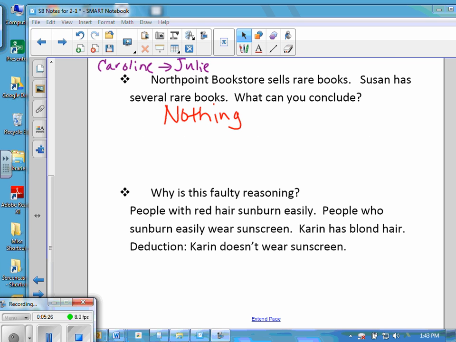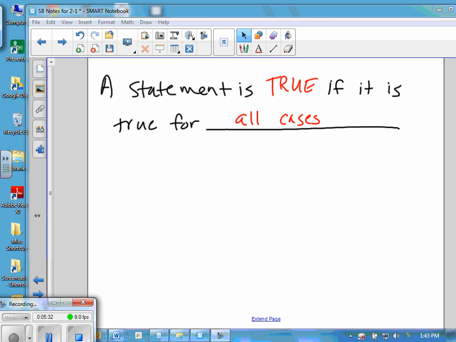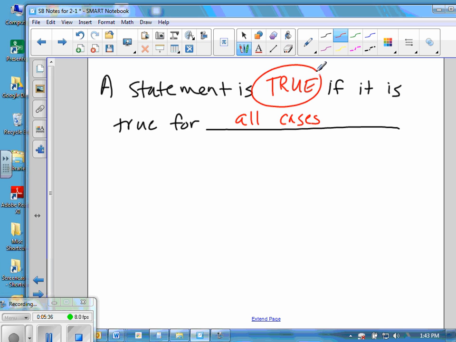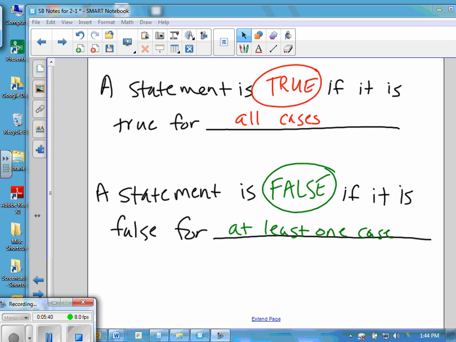Now let's take a minute to talk about true-false statements. A statement is considered to be true if it is true for all cases, every single one. A statement is considered false if it is false for at least one case. It could be true almost all the time. If it's false even one time, the whole statement is false.